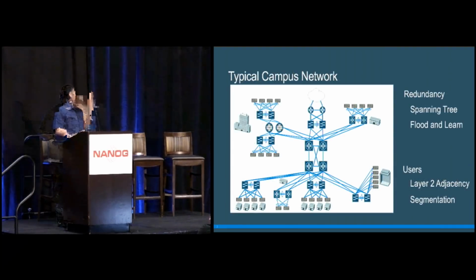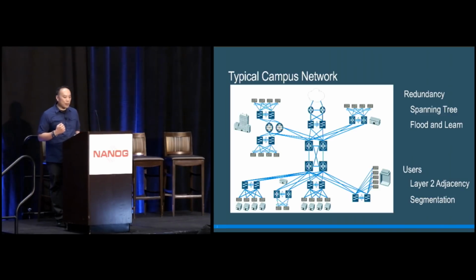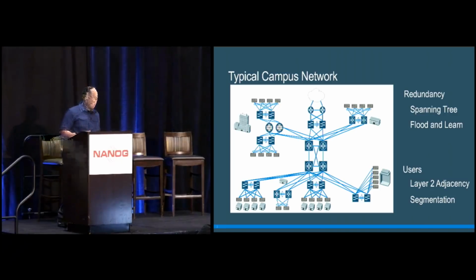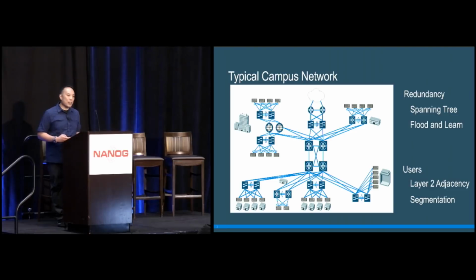So here is a typical campus. We have two data centers, maybe the headquarters with a core of its own, with multiple distribution switches, maybe a small office with a switch per building. Again, we've all seen it before. All valid campus deployments. What are some of the characteristics? Redundancy, spanning tree, flooding and learning, our users, layer 2 adjacency, as well as segmentation. And I'm going to go deeper into these a little bit more.